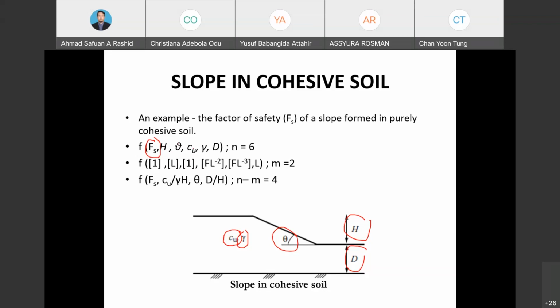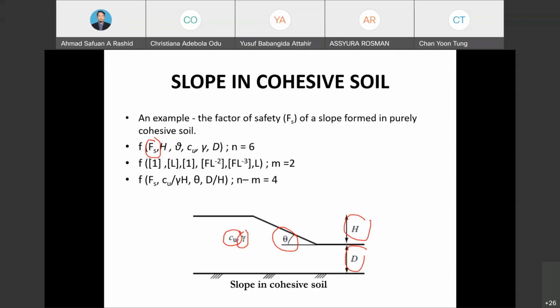So from the strength, kilonewton per meter square, the primary dimension is F times L power by -2. Then we have a unit weight there. For the unit weight, F multiply with L power by -3. The last one is D, which is the geometry. The geometry is equal to L.